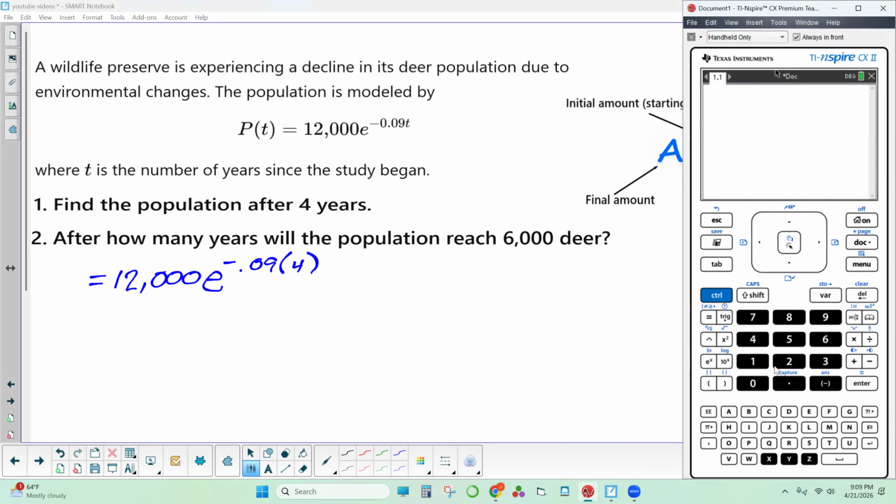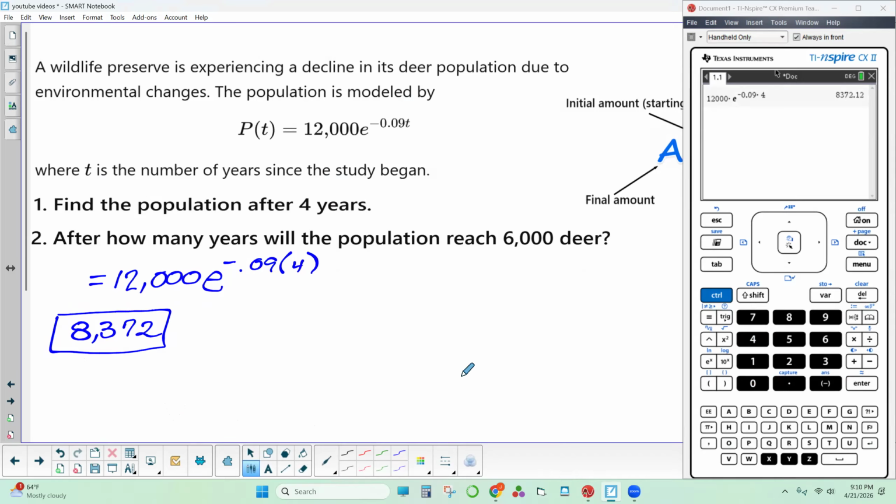And let's go ahead and input this. So I've got 12,000 times e raised to the rate negative 0.09, and then for time, we've got 4 years. All right. And we get 8,372. And that would be our answer if we are rounding to the nearest whole number.